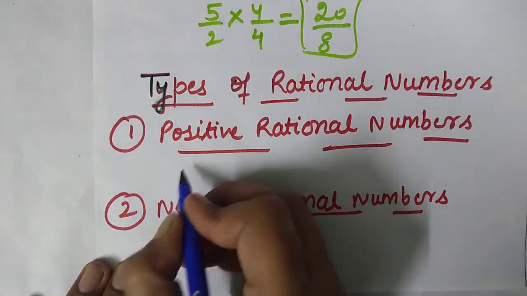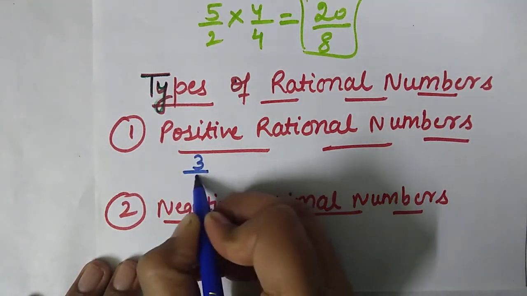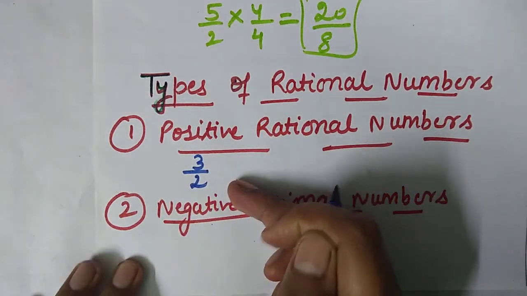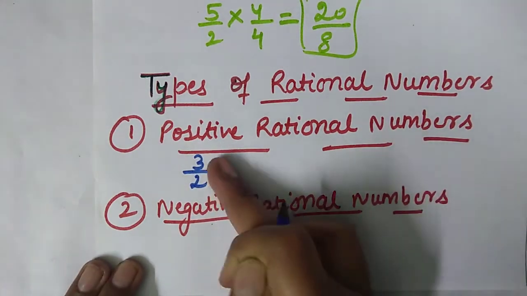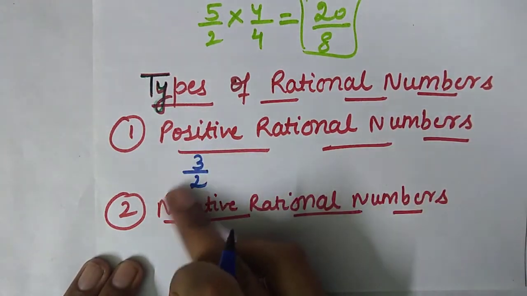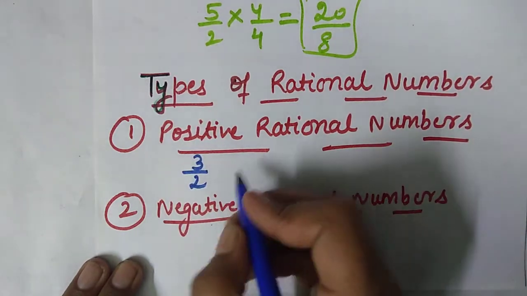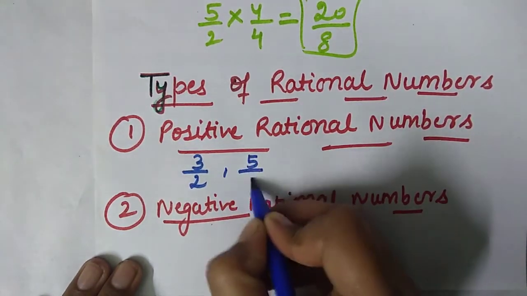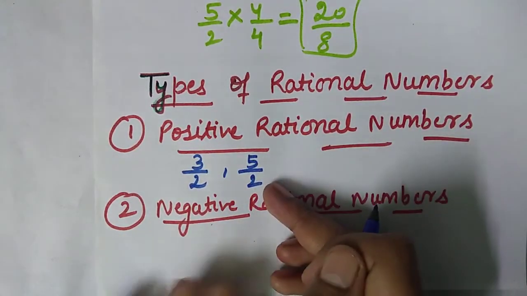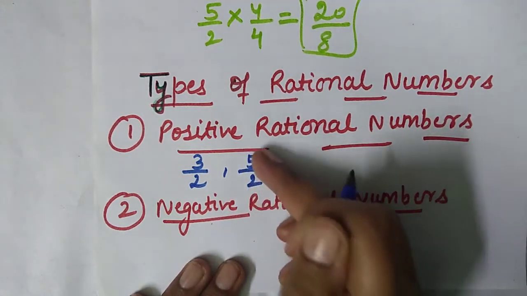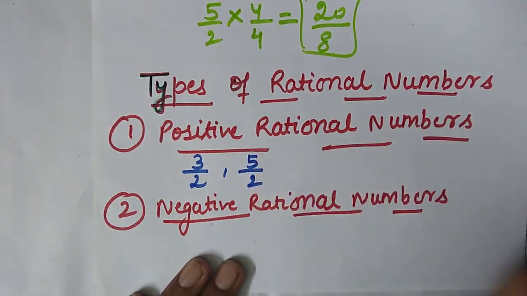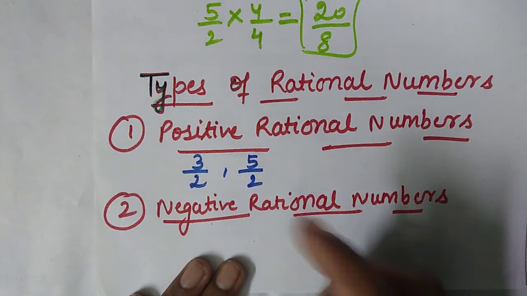So for example, if I take 3 by 2, this is a positive rational number because the numerator and denominator both have a positive sign. Okay, so this is a positive rational number. 5 by 2, this is also a positive rational number because the numerator and denominator have the same sign.